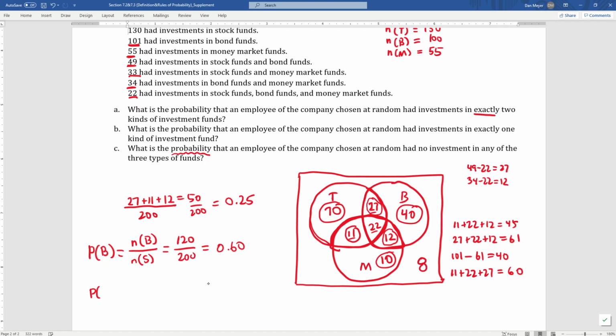So again, I'm going to write this out explicitly. That probability of that event in part C would be the number of people who satisfy the description in C divided by the number of employees total. That would be 8 divided by 200, or 0.04 as a decimal.